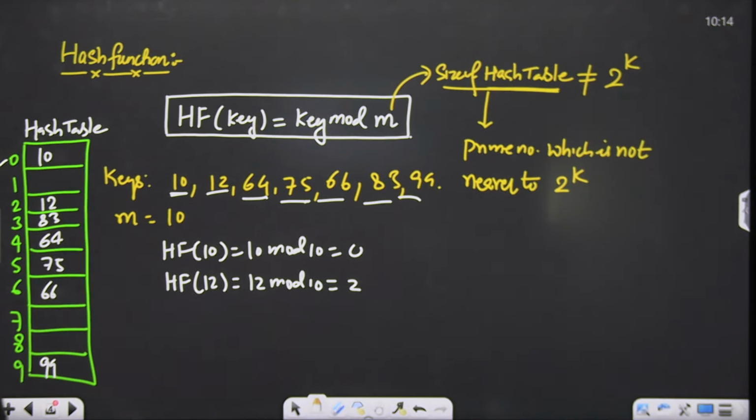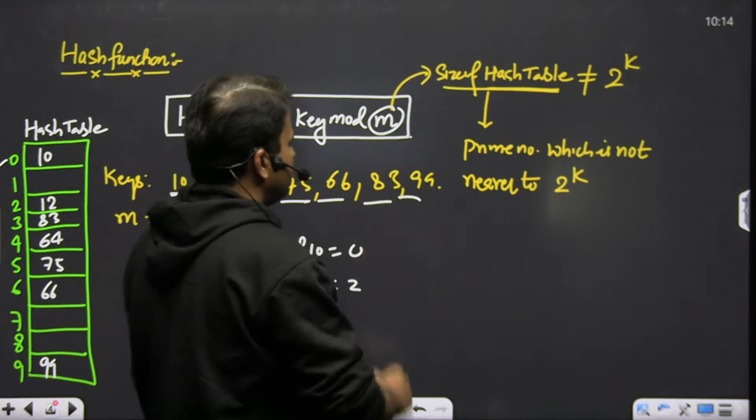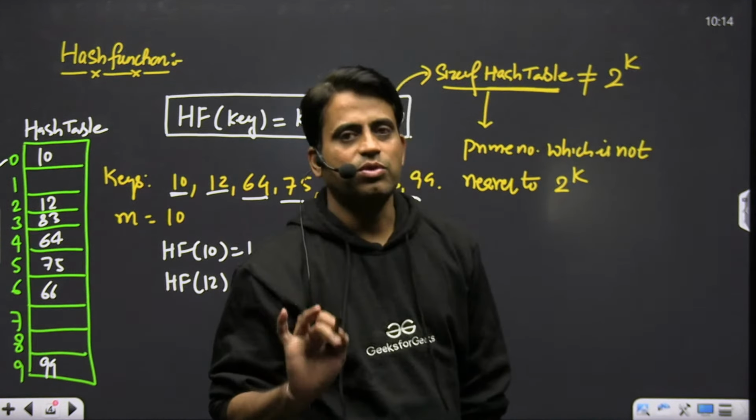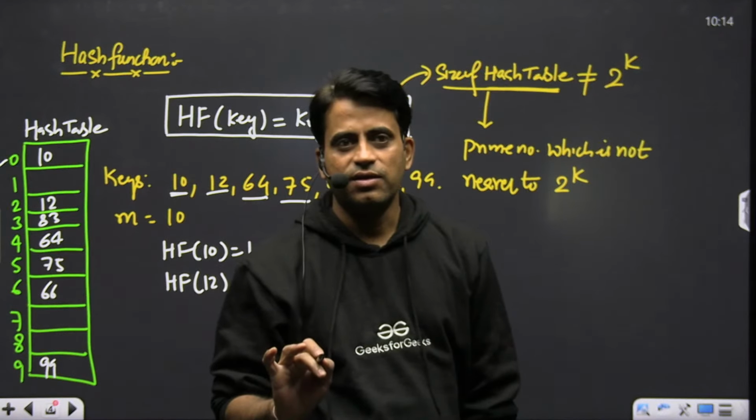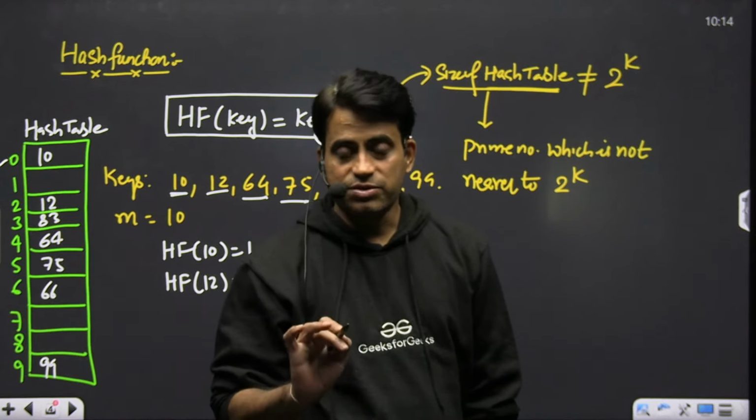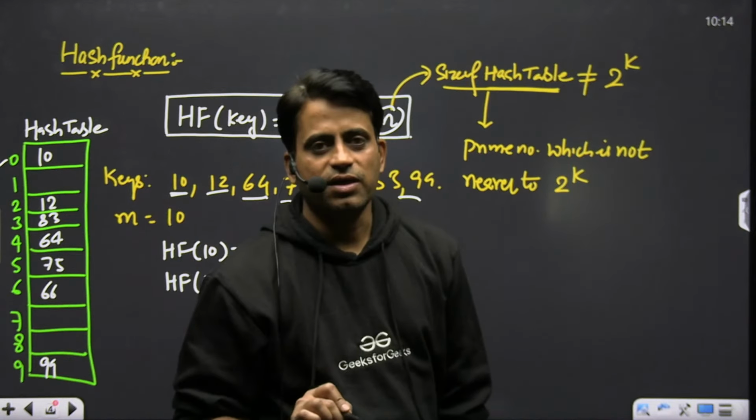But the important thing is the size of the hash table. It is not equal to 2 to the power k. It must be a prime number, and which prime number? One which is not nearer to 2 to the power k. Understood?